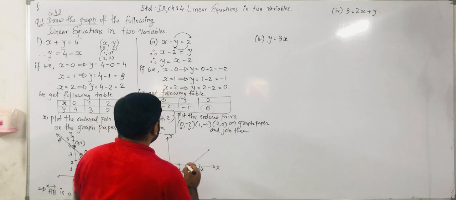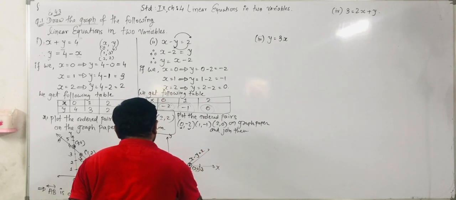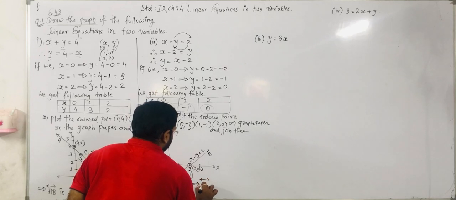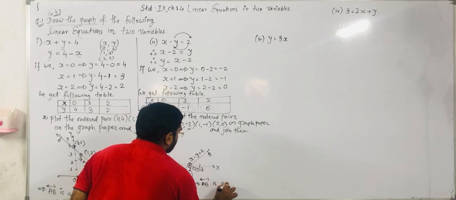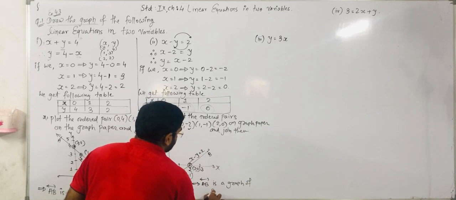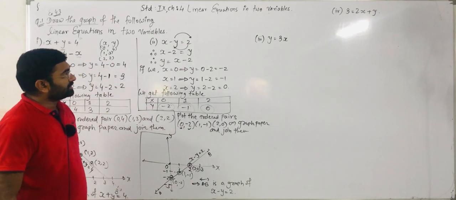And this line is a graph of which line? X minus y is equal to 2. So if you give the name of that line AB, we can say line AB is a graph of which equation? X minus y is equal to 2, and it is a straight line. Okay. Now it is easy for you.